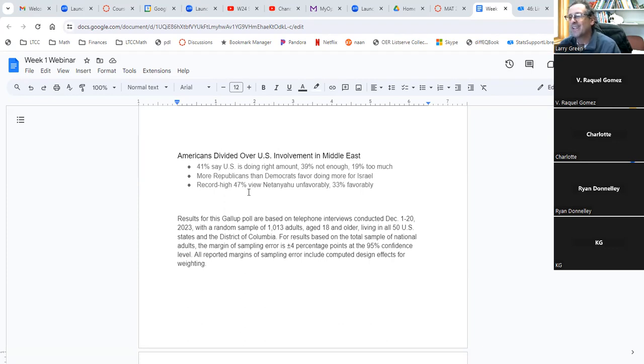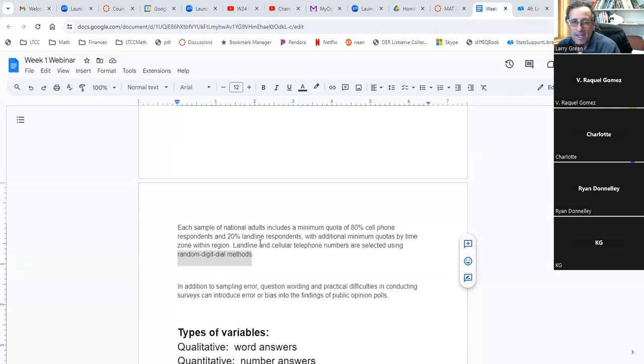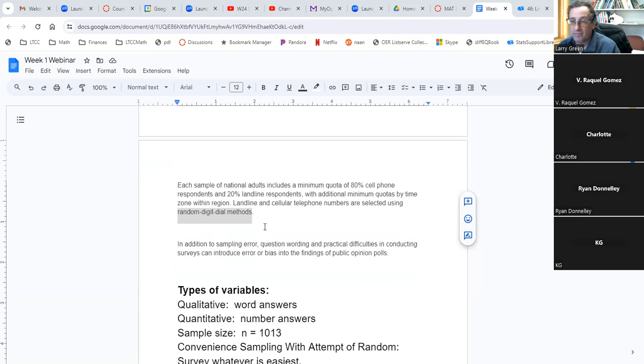Okay, we got some not sure, no opinion. The point of this is, if you look at the possible answers you can give, you end up with words. And if your survey question has word answers, then we call it a qualitative variable that's produced by the survey question. So this is an example of a qualitative variable.